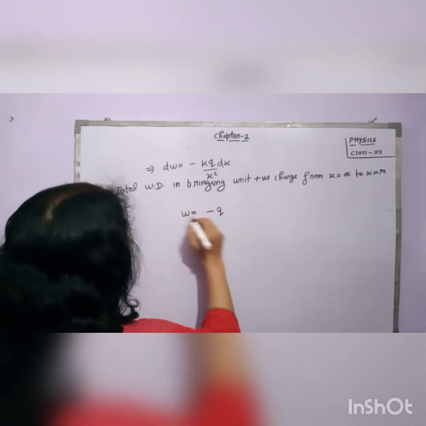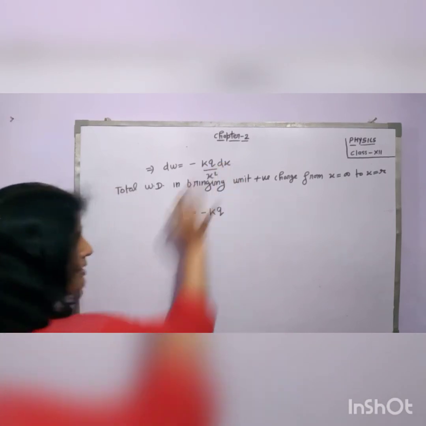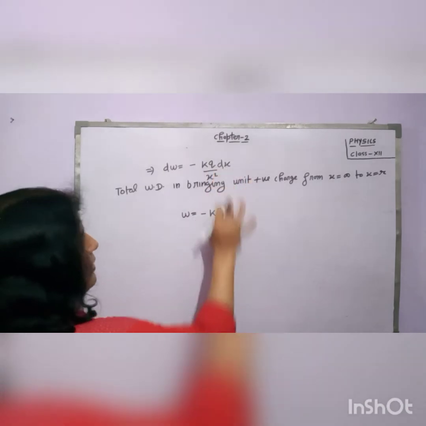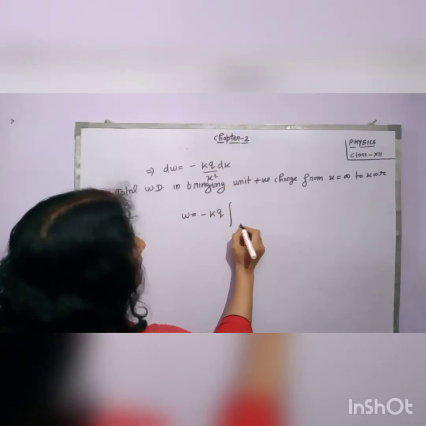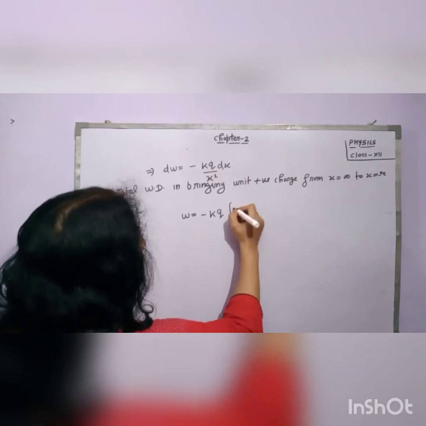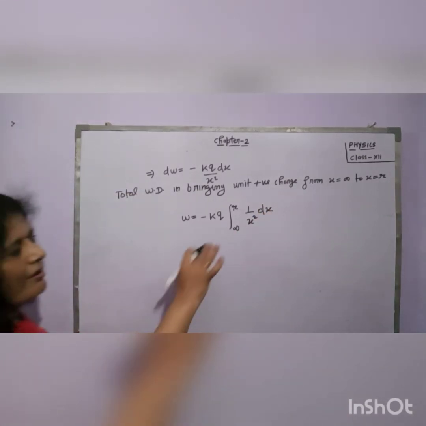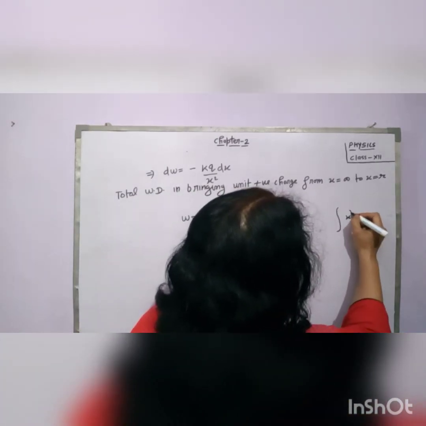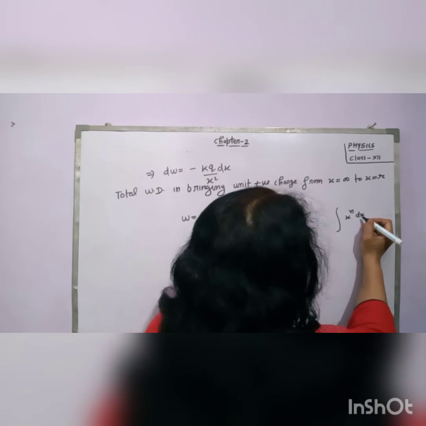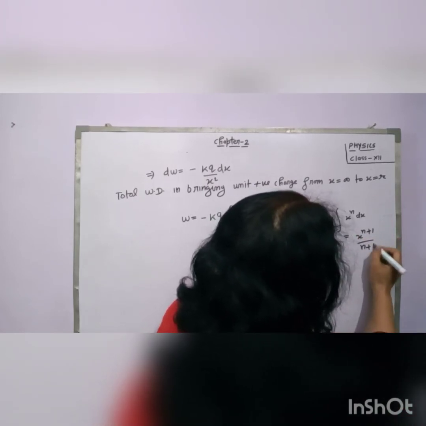Minus Q comes out and K also comes outside the integration, Q also comes outside the integration, x square remains inside the integration. This is equal to the integral with limits from infinity to r, of 1 upon x square dx. Now in the 11th class we have learnt some general formula of integration. You know, the integral of x raised to the power n dx becomes equal to x raised to the power n plus 1 upon n plus 1.